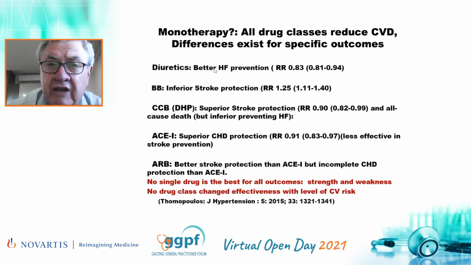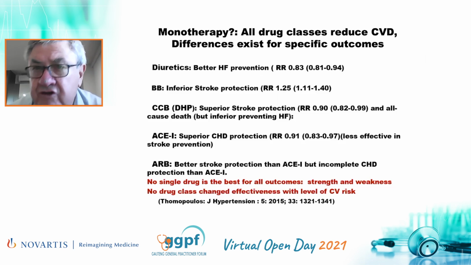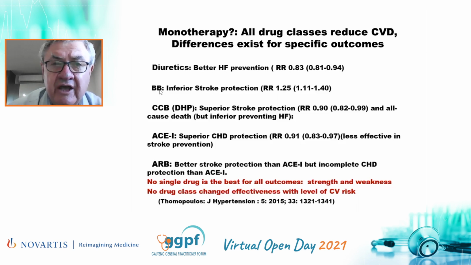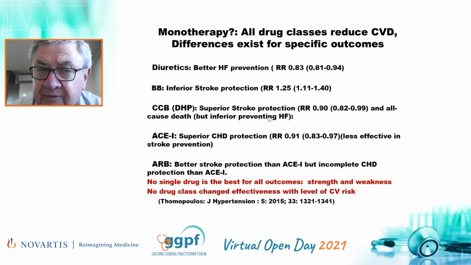Diuretics protect you from heart failure better than any other drug. Although diuretics also reduce all the cardiovascular events. Beta blockers reduce events, but do not protect you from stroke. CCB, calcium channel blockers, the dihydropyridine like amlodipine, superior stroke protection and all-cause death, but it doesn't prevent you from heart failure. ACE inhibitors, superior coronary heart disease protection, less effective in stroke as a single drug. ARBs as a single drug, better stroke protection, but incomplete coronary heart disease protection.